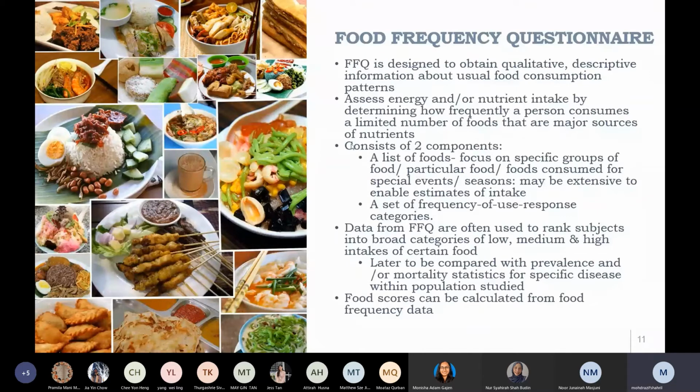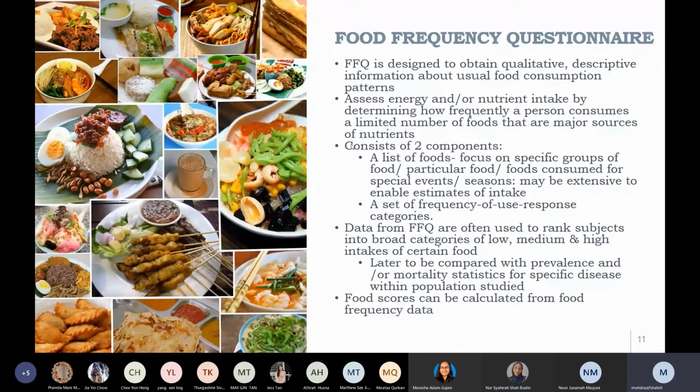The first one is a list of food, focusing on specific groups of food or particular food, or food consumed for special events or seasons. And this may be extensive to enable estimates of intake. You can imagine in Malaysia, we have a lot of foods, so the list is very extensive, up to 160 to 250 items. And also you have a set of frequency of use response categories besides the food, so that the respondents can answer the frequency of intake for that particular food.